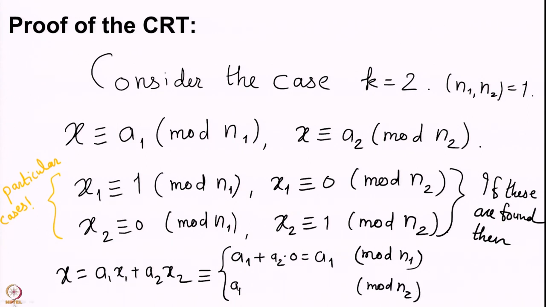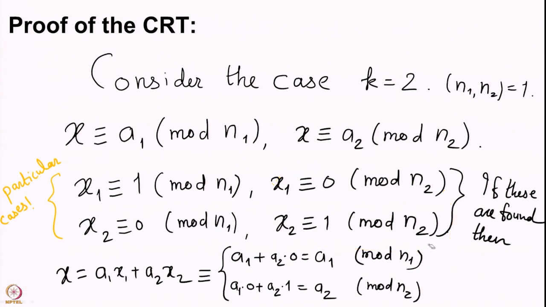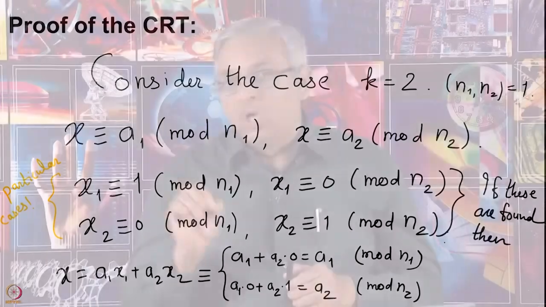Modulo n2 means we have to look at this particular part. So from here we see that modulo n2, x1 is 0, so I will get a1 into 0 plus a2 into x2 which is 1, and therefore we get it to be a2. So once we have solution to these two particular cases, then we are able to solve the equation. So we go to the next page and solve these two particular cases.